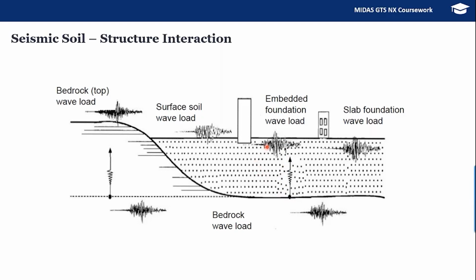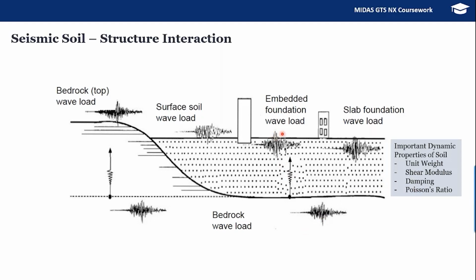And this propagation is highly affected by soil properties. Those we call dynamic soil properties. The important dynamic properties that affect your wave propagation are unit weight, shear modulus, damping ratio, and Poisson's ratio. So here, as the incoming wave reaches the surface, its amplitude is much higher.